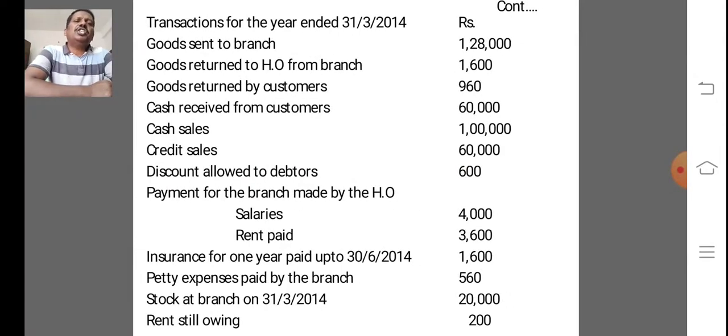Transactions for the year ended 31/3/2014: goods sent to branch 1,28,000. Goods returned to HO from branch 1,600.